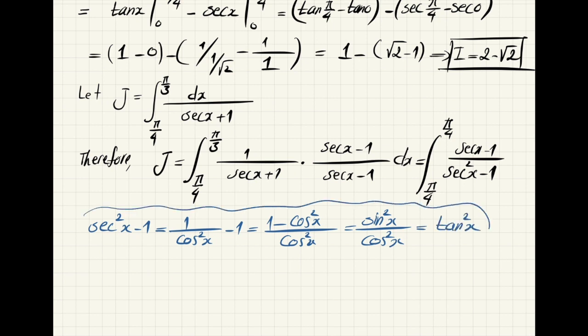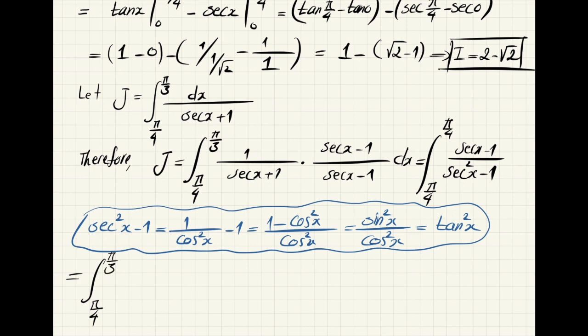So this is just a quick recall of what is the formula for secant squared minus 1. So then I can continue here. I will continue using this formula, and I can write that it's equal to integral from pi over 4 to pi over 3 of secant of x minus 1 divided by tangent squared x dx. Yes, I forgot to write dx there. Okay.